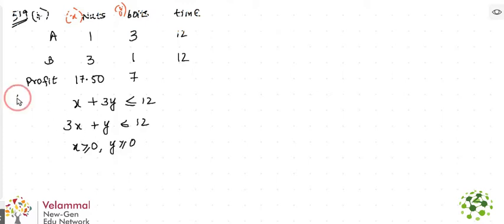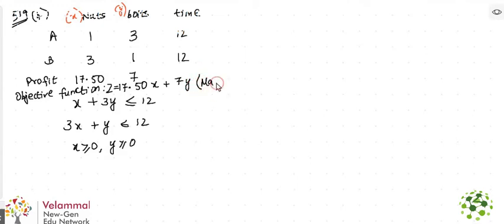Okay. So, but what is our objective? What is the objective? Objective function is to maximize the profit. Okay. So what is the objective function? If you produce X packs of nuts, I will get 17.50 as the profit. So 17.50X plus in bolt, I'll get 7 rupees, 7Y. This is Z equal to. So always you should maximize the profit. So Z is equal to this. I am going to maximize because it is a profit question.